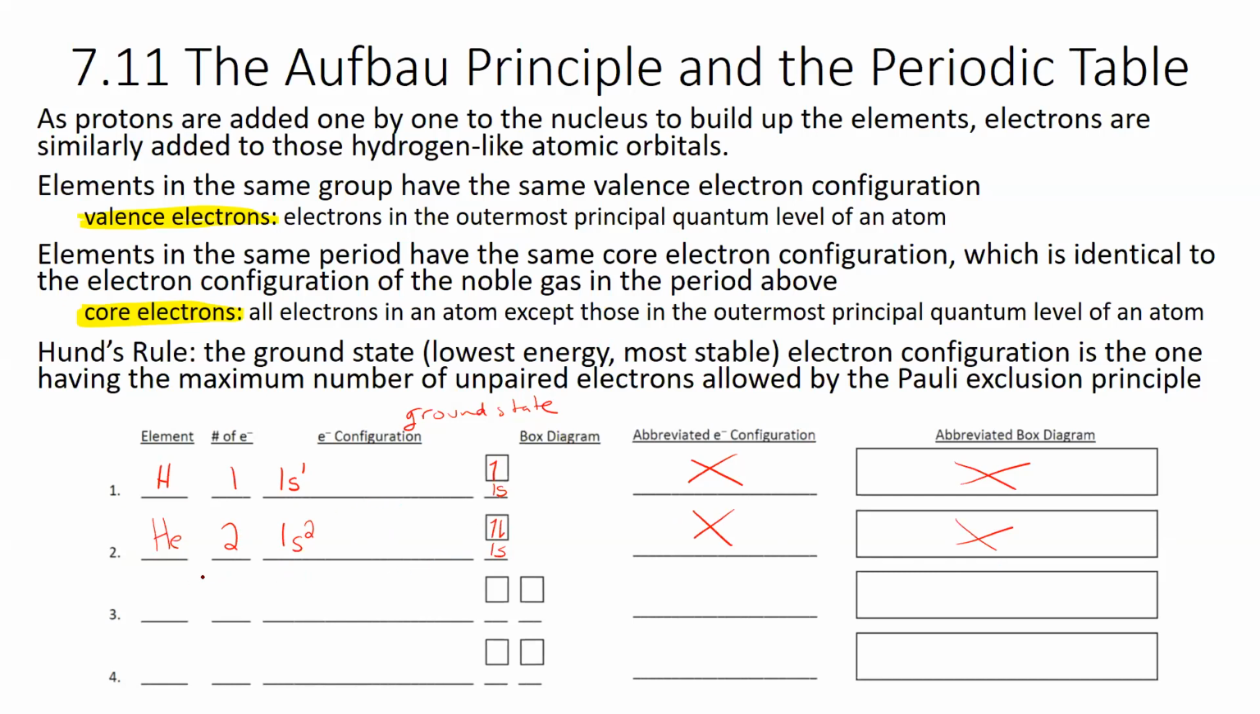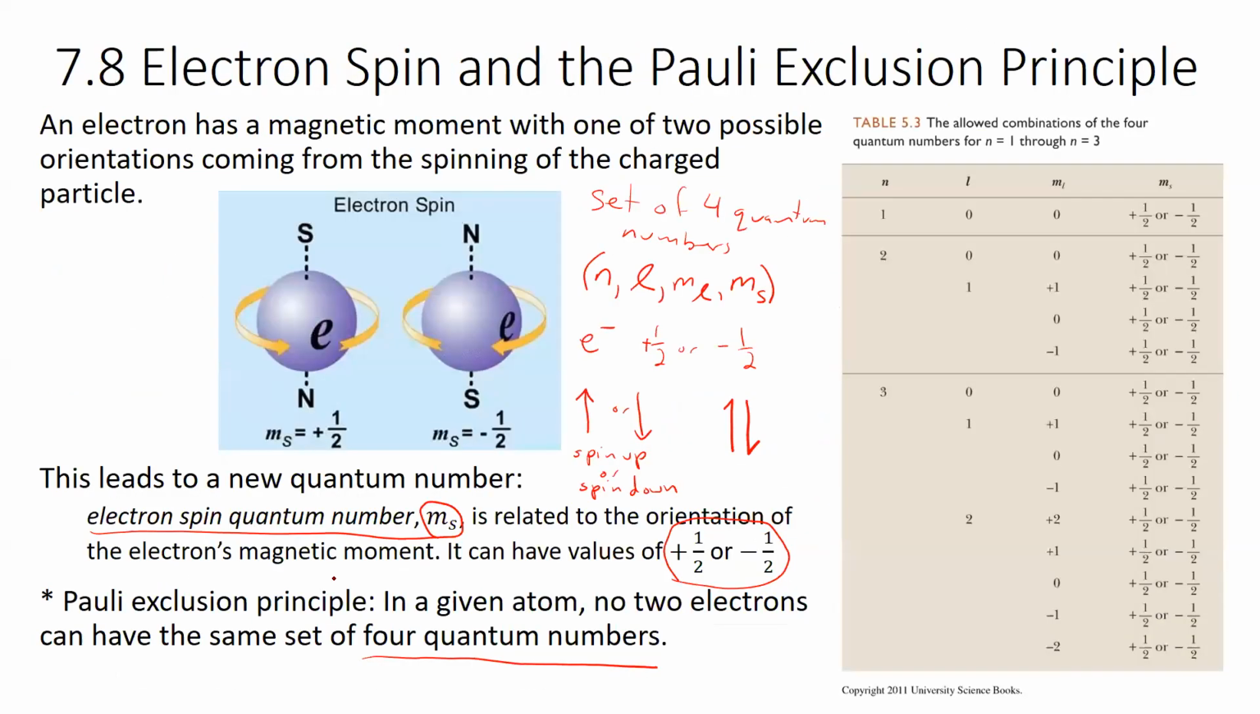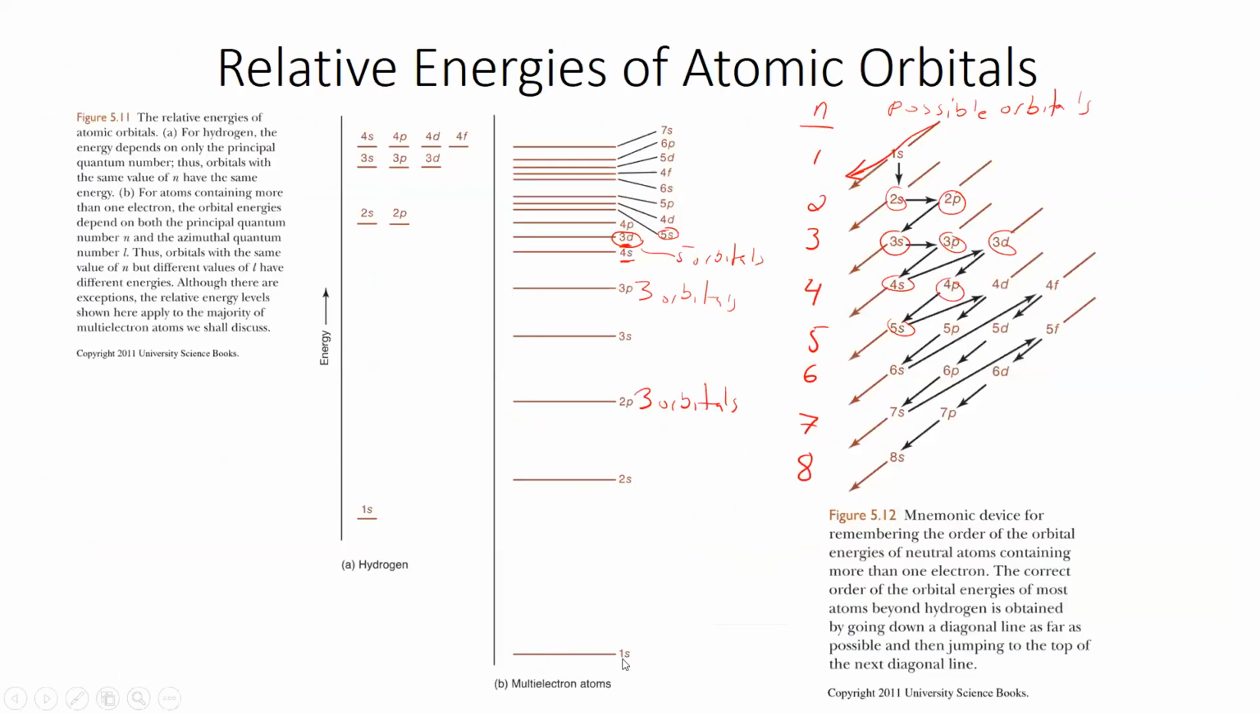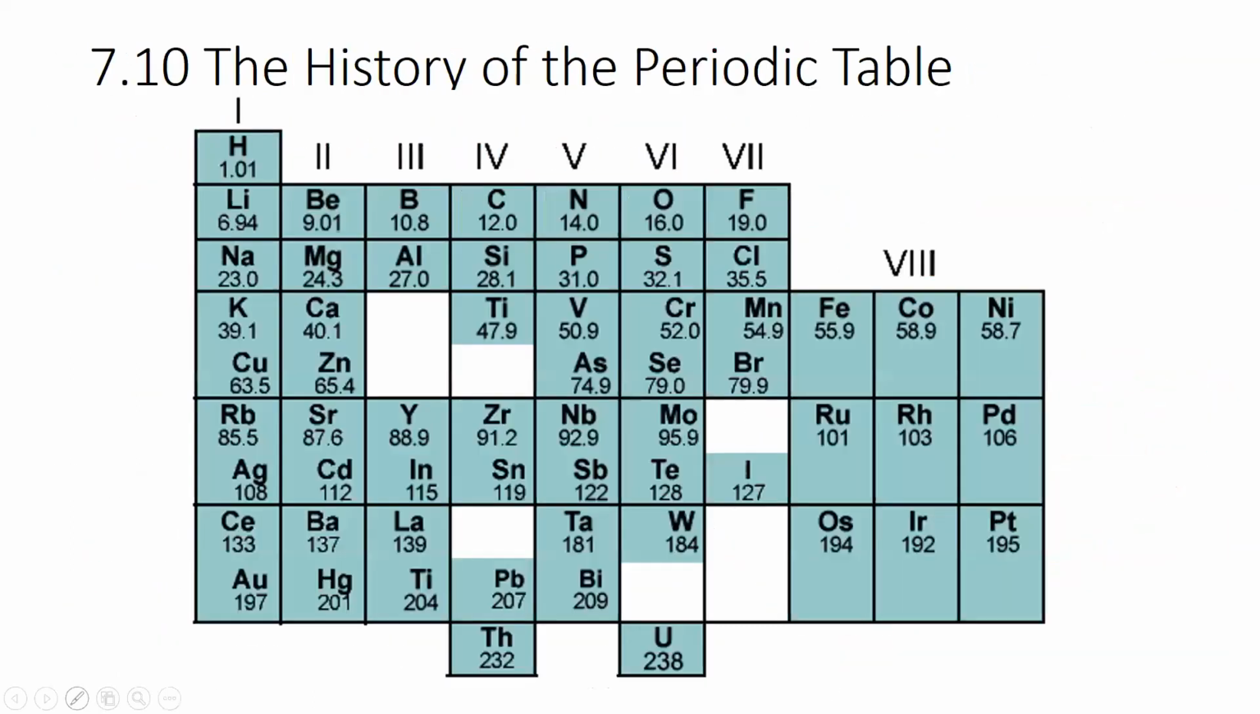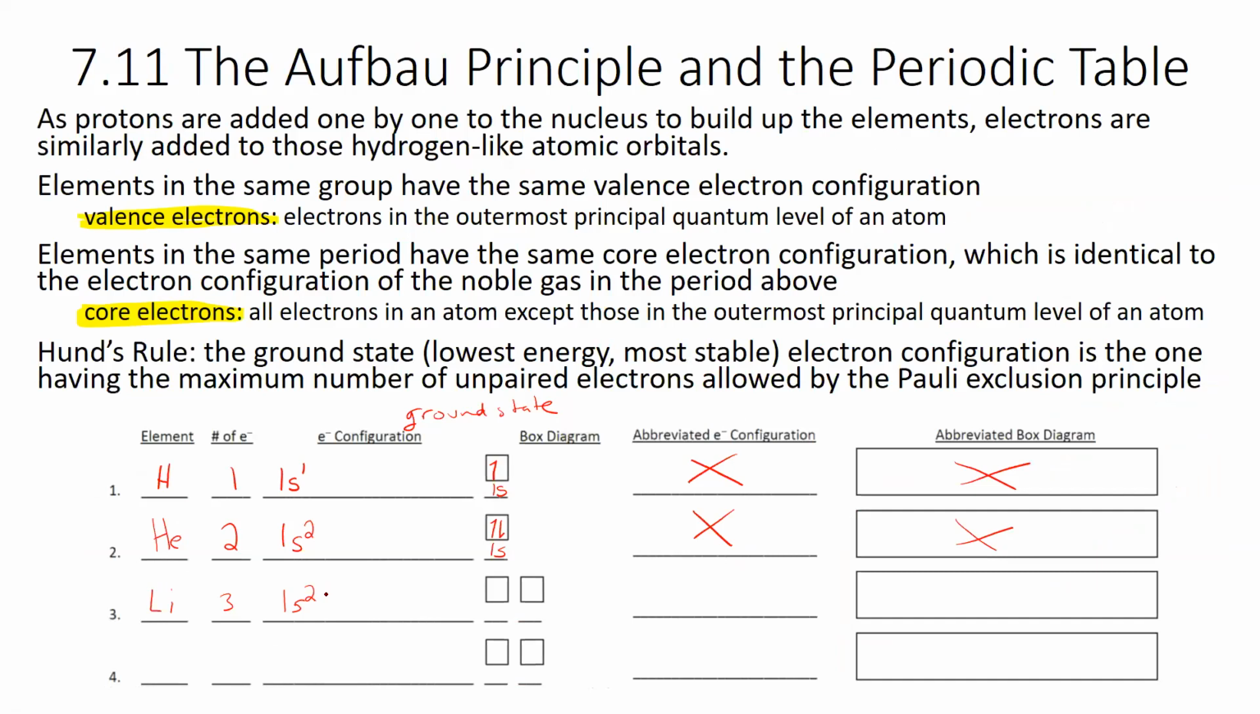Our next element is lithium, which has 3 electrons. For its electron configuration, we're going to fill up the 1s orbital with 2 electrons. Then we go to the next orbital, the 2s orbital, and we put the next electron into the 2s orbital. We've used 2 of the 3 electrons, so there's only 1 remaining. So that'll be a 2s1. Here we have our 1s orbital and our 2s orbital. In the 1s orbital, we have 2 electrons, and in our 2s, we have 1 electron.